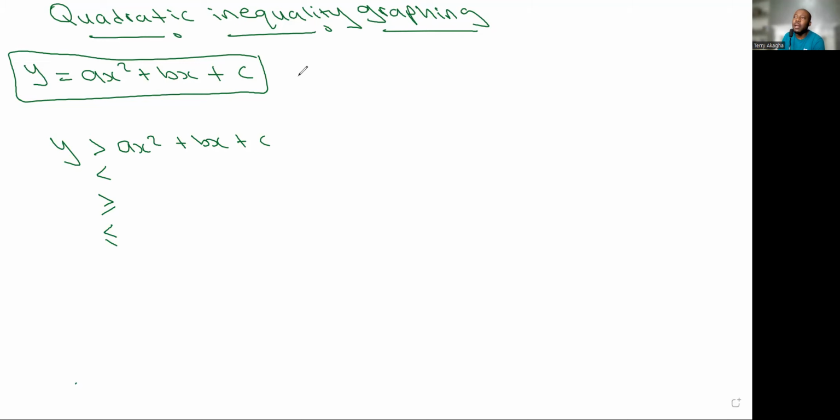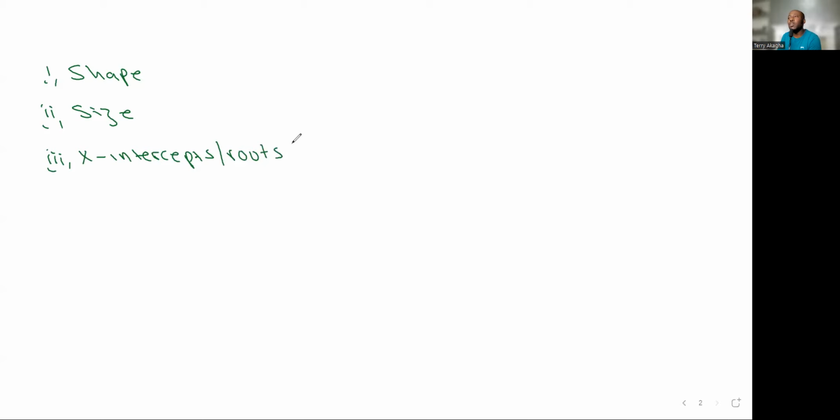Also, I told you how to sketch a graph. The first thing you need to find is the shape. There are 5 important things. You need to find the shape. You need to find the size. We also need to find the x-intercepts. In that video, we talked about the concept of x-intercepts or the roots. And I told you that to find the roots you can use any of the methods. You can use factorization.